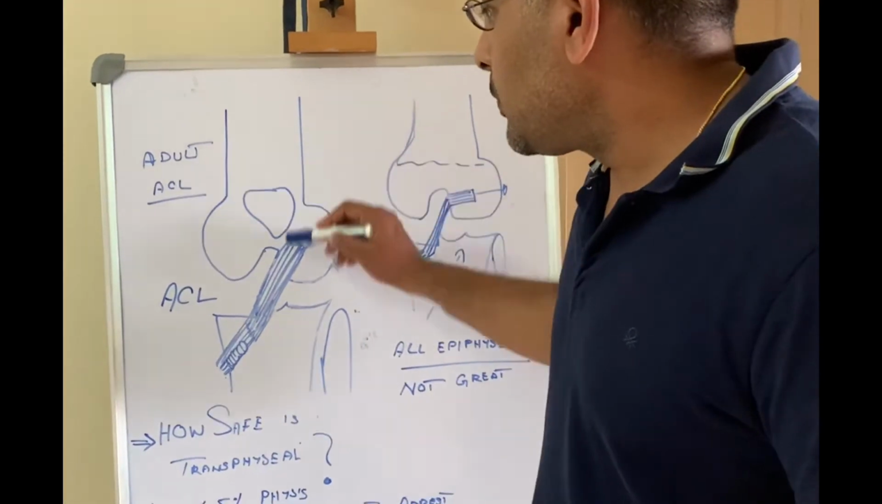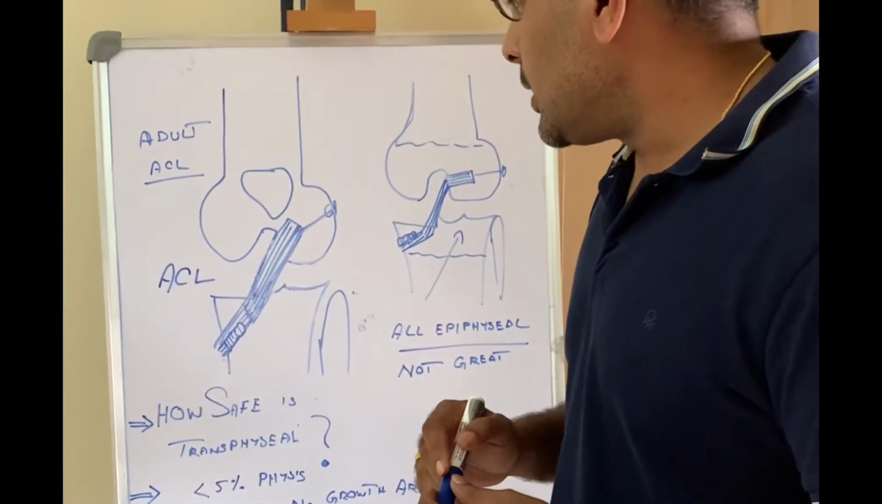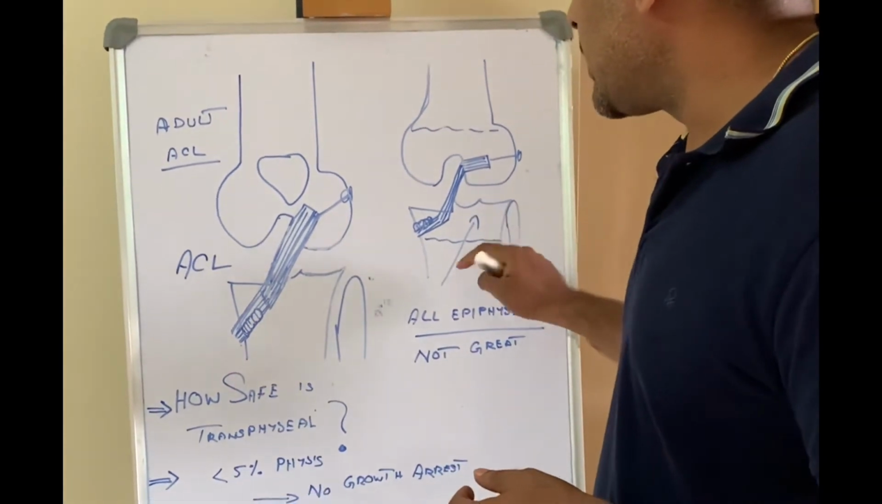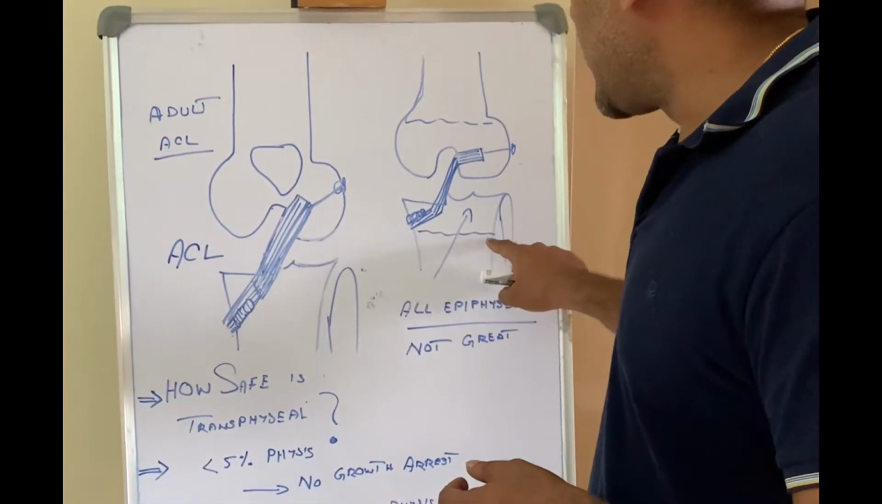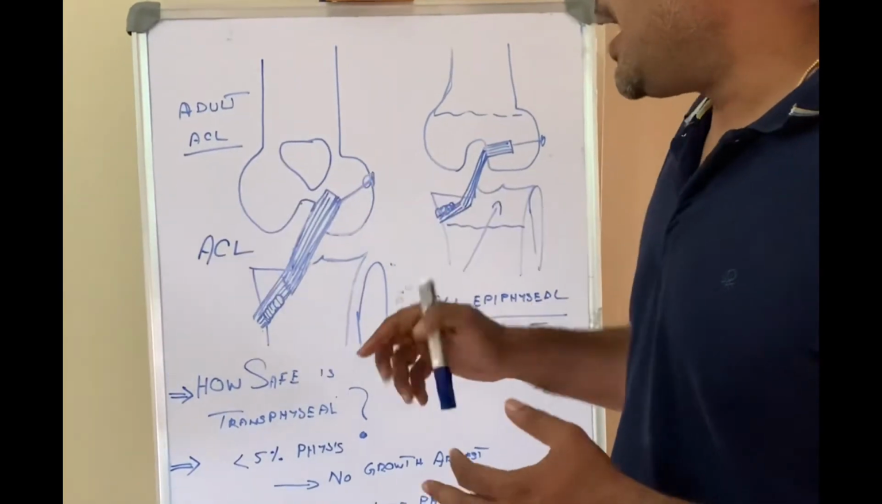So this is a regular ACL surgery done for an adult patient. Here in the adult, the main difference compared to a pediatric is that in children there are growth plates. Growth plates are, you can see these lines. These are the growth lines which are usually found at the ends of the bones.